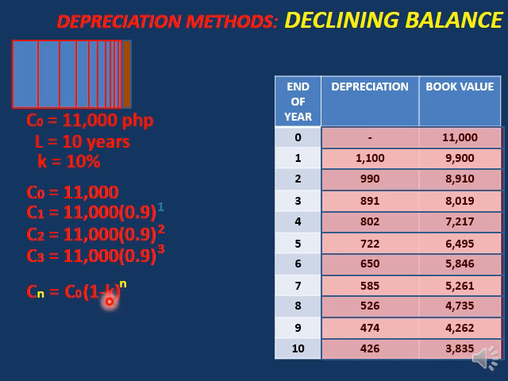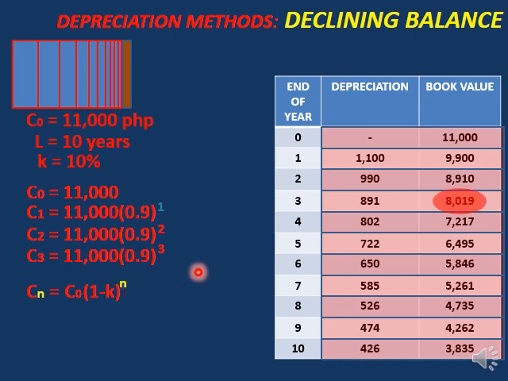Our k here is the rate of decline. 1 minus 0.1 is 0.9. That's why we have 0.9 here. In general, this is our formula, raised to the power of n. So the first formula that we can compute using the declining balance method is the book value.